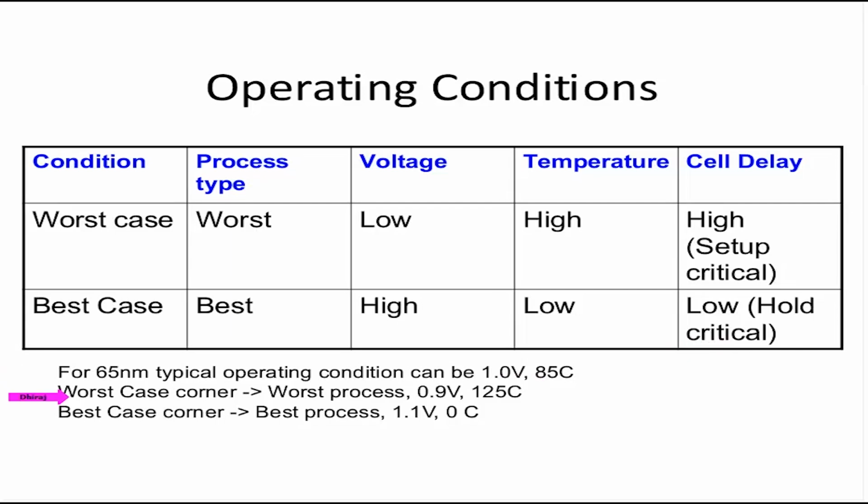Worst case corner in this case would be 0.9 volt, which is 10% below the VDD, temperature of 125. Best case corner could be 1.1 volt, which is 10% more than the VDD, and 0 degrees C. Temperature depends on the type of environment conditions under which chips will be used. If chips are used for space applications, this temperature would be negative. If chips are used for household applications like televisions, mobile phones, and so on, this could be 0. So it depends on the type of environment condition we are targeting for that chip, and the temperature will change based on that.